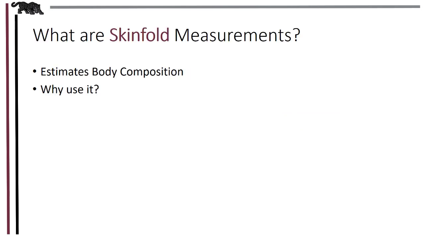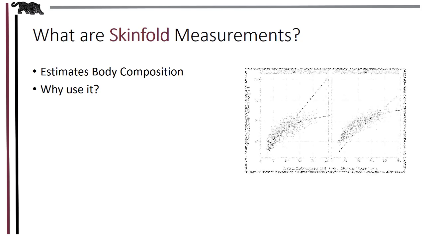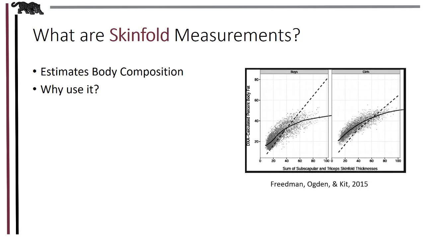The literature has reported there's a high correlation with subcutaneous skinfold thickness and overall body fat. In other words, the thicker the skinfolds, the more likely the greater amount of overall body fat one has. We can use skinfolds then to estimate body composition. And why would we want to estimate body composition?